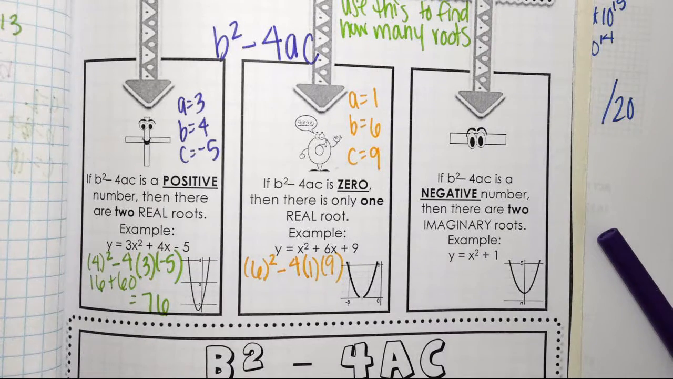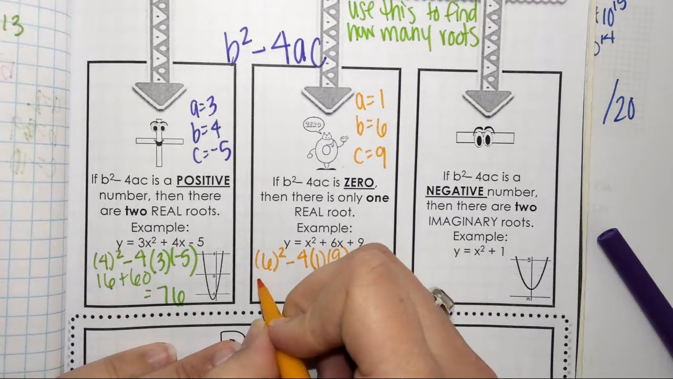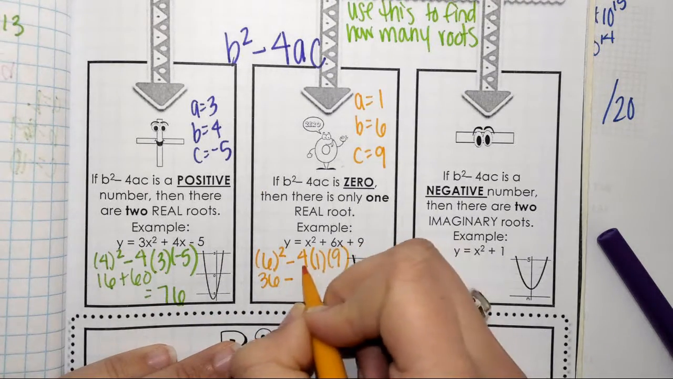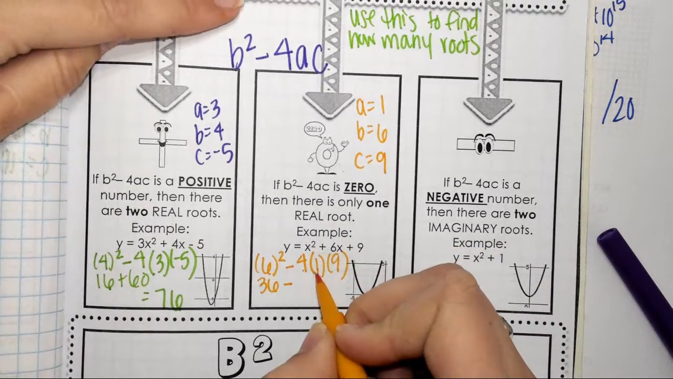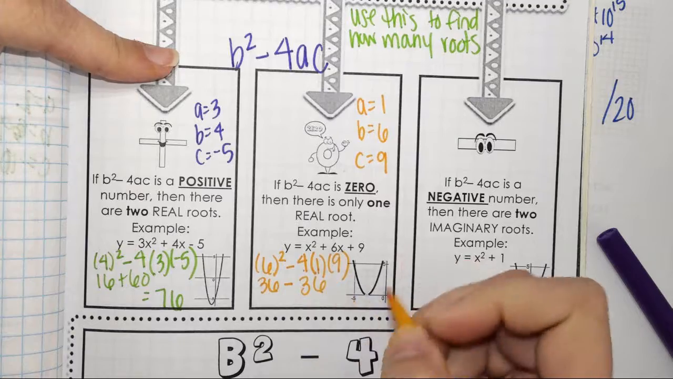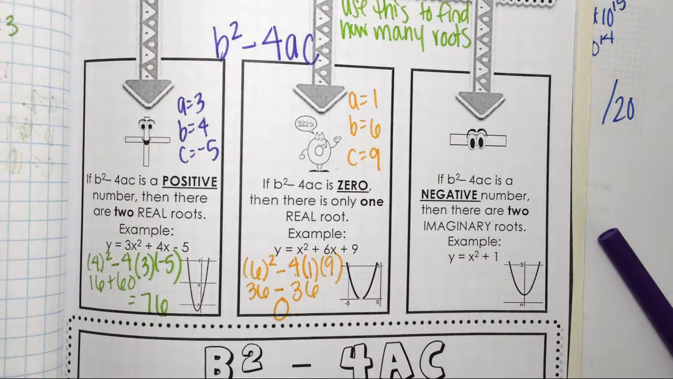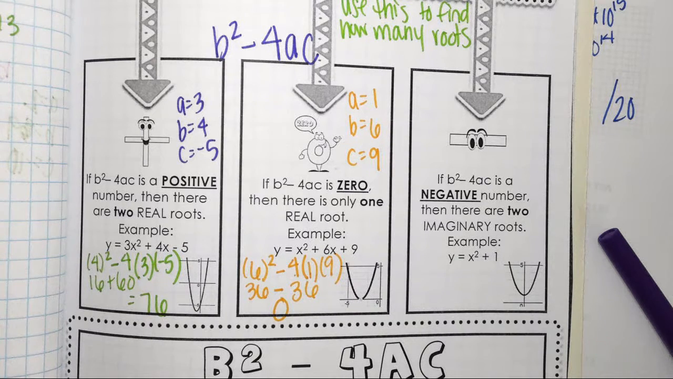Okay? If you answered any part of that, you get a point. Alright, 6 squared is? Negative 4 times 1 is negative 4, and negative 4 times 9 is? Negative 36. And what's 36 minus 36? 0. So it's only going to cross the x-axis how many times? 1 time.